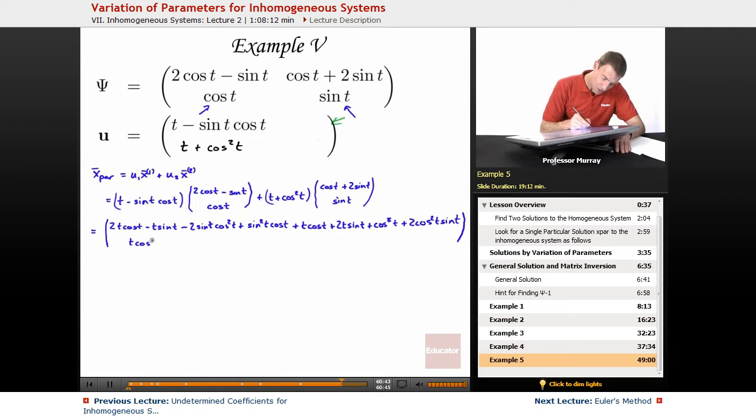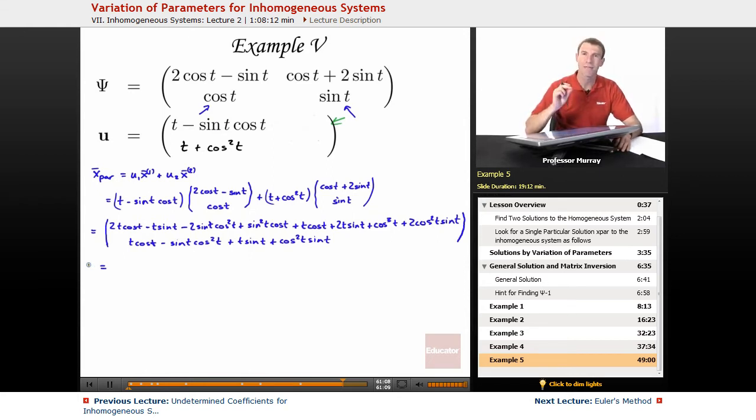In the bottom, we get t cosine t minus sine t cosine squared t plus t sine t plus cosine squared t sine t. So I'm really hoping some of this will simplify, and it is customary when you do variation of parameters to get very long, complicated solutions, and then they do somewhat simplify. So if I look at this top term here, I see I've got a 2t cosine t, and I've got another t cosine t. So I'm going to put those together and get 3t cosine t. Now, minus t sine t plus 2t sine t, so plus t sine t.